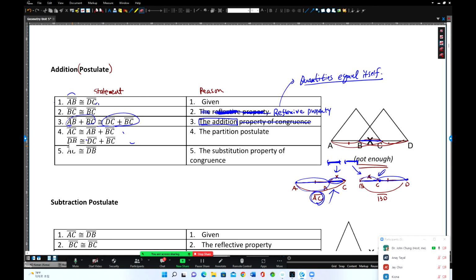So this one, AC is the sum of each part. This we said is the partition postulate. Okay. So AC equals the sum of the two parts, right? So the partition postulate says the whole is the sum of each part. Okay, that is the partition postulate. But you don't have to explain this one. Just partition postulate is okay.